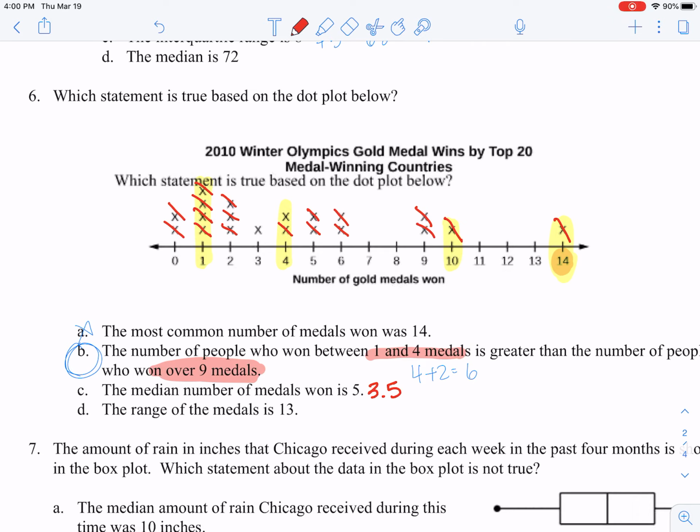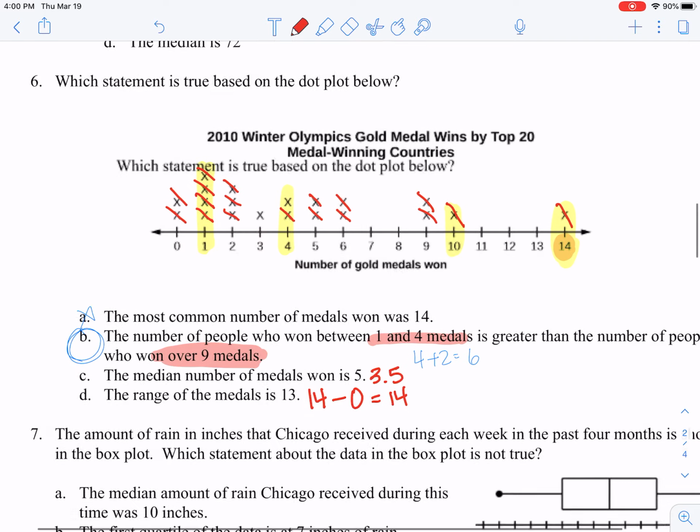D, the range of the medals is 13. So the largest number that we have on this dot plot is 14 that has a dot, minus the smallest number that has a dot would be 0. So if you subtract those two numbers together, the range would be 14, not 13. So B would be the correct answer.